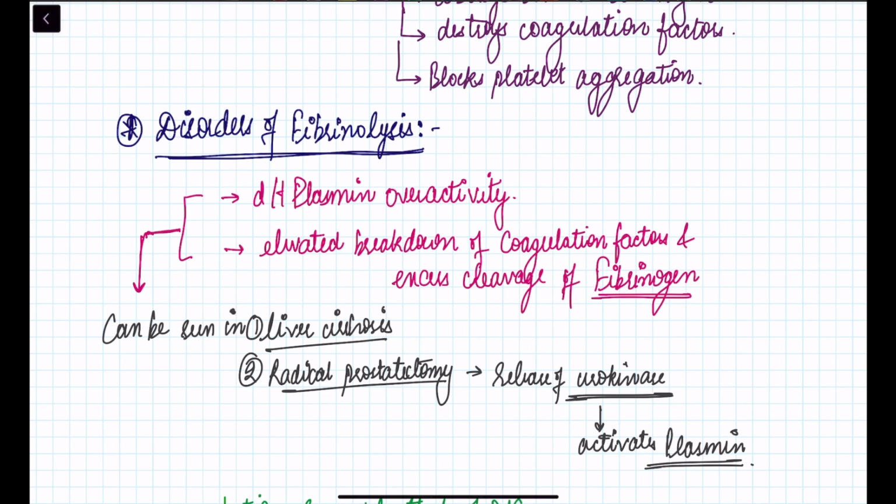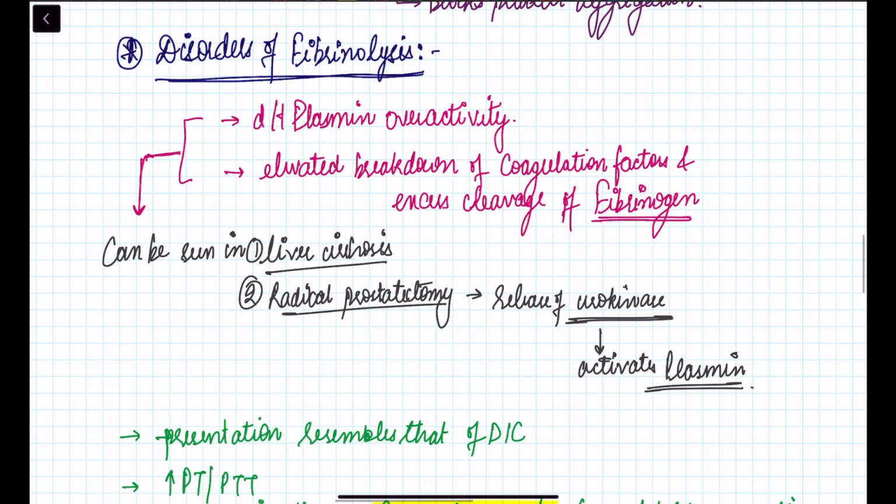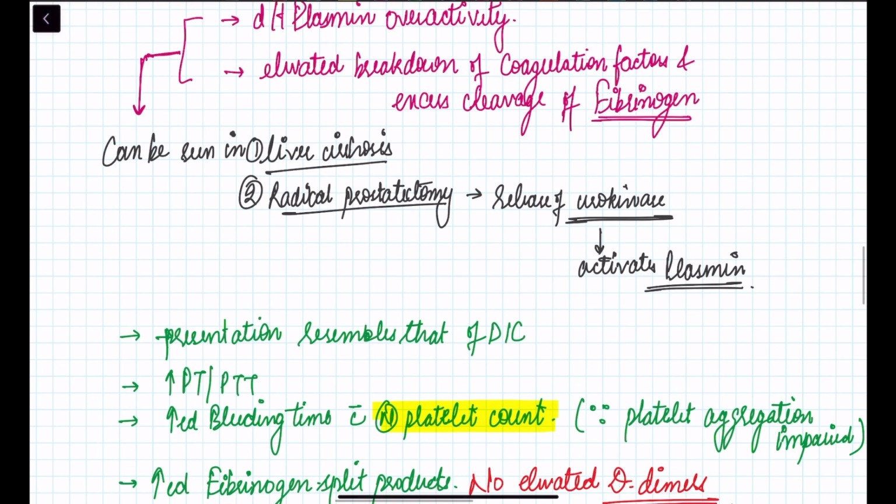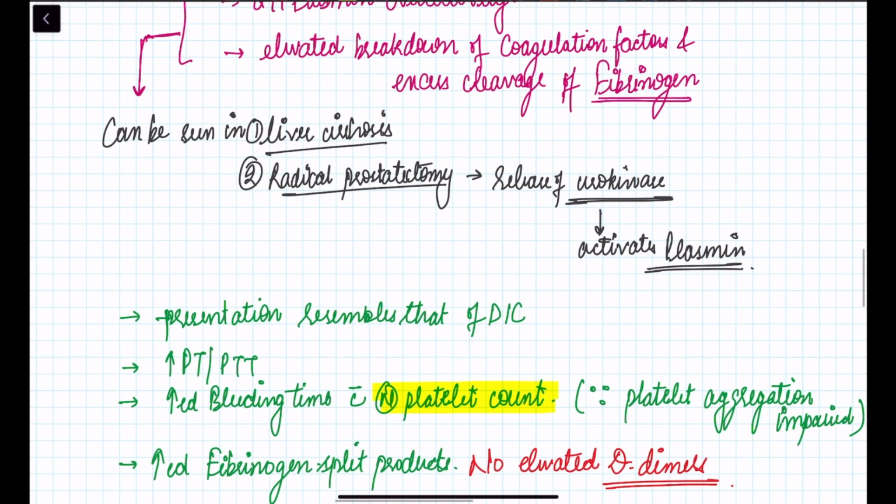This can be seen in liver cirrhosis. Why? Because the liver produces all the proteins, and it produces plasminogen as well, plasmin as well, and coagulation factors also. So there will be decreased levels of all these things. Then we can have urokinase released after radical prostatectomy, which also activates plasmin. So increased plasmin activation will be there, and increased lysis will be there.